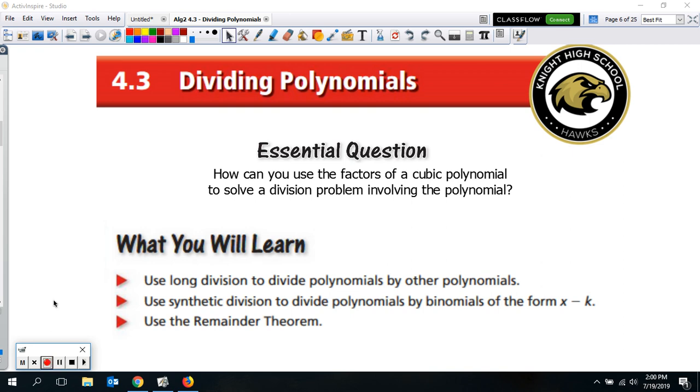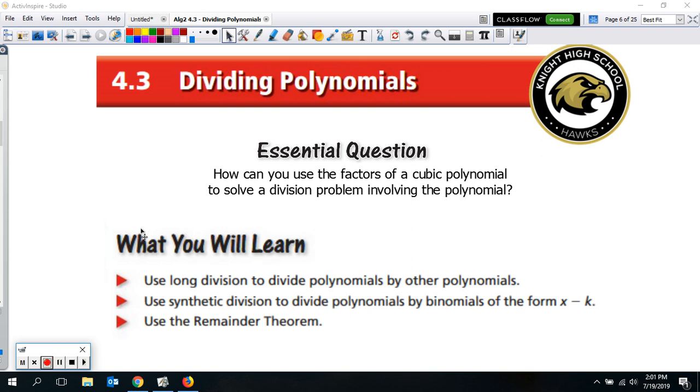Hey everyone, and yes, you guessed it, we are going to be talking about long division today. This is 4.3 out of the big ideas. We're dividing polynomials, and one of those ways is to use long division. As you can see here, what we'll learn. We're also going to learn a little bit of a shortcut method called synthetic division as well, and also look at what's called the remainder theorem.